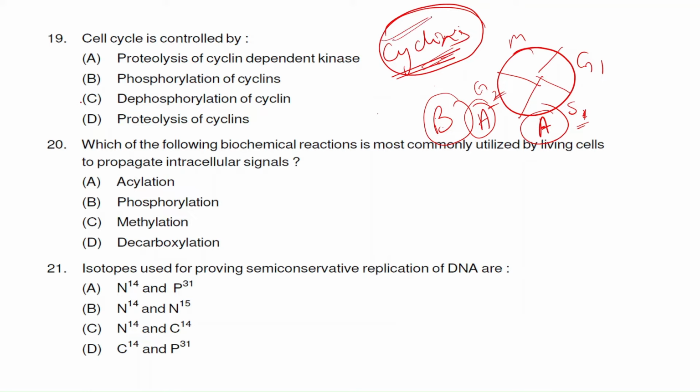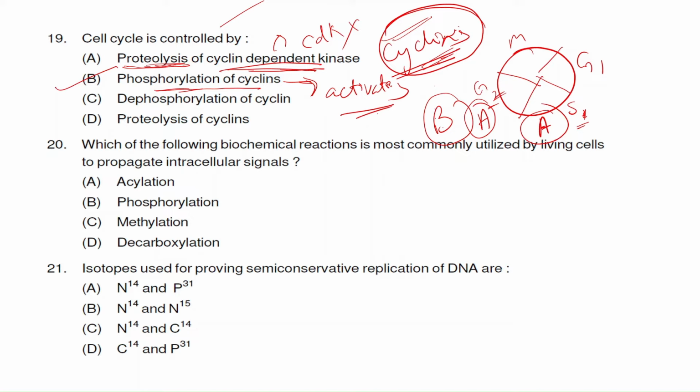So let's have a look at the options. Proteolysis of cyclin. Proteolysis means breakdown. Breakdown of cyclin dependent kinase. Cyclin dependent kinase is another enzyme. Breakdown of CDKs. No, this option is incorrect. Phosphorylation of cyclin. Yes. Option number B will be correct. Phosphorylation does what? It activates these cyclins, and this is how it controls the cell cycle.